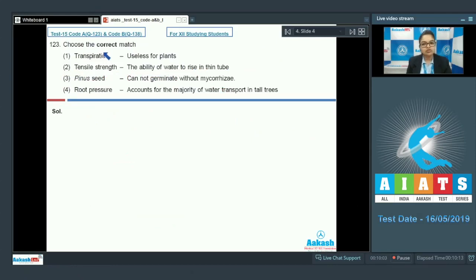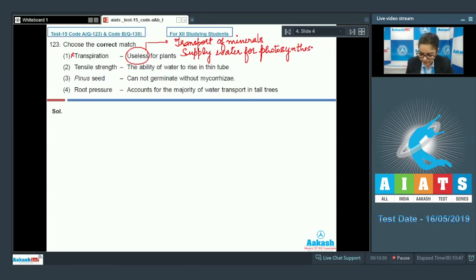Question number 123. Choose the correct match. Transpiration is useless for plants. So bache, this is false. Transpiration is useful for plants as it allows transport of minerals, and it also supplies water that is required for photosynthesis, right? So this statement is false.